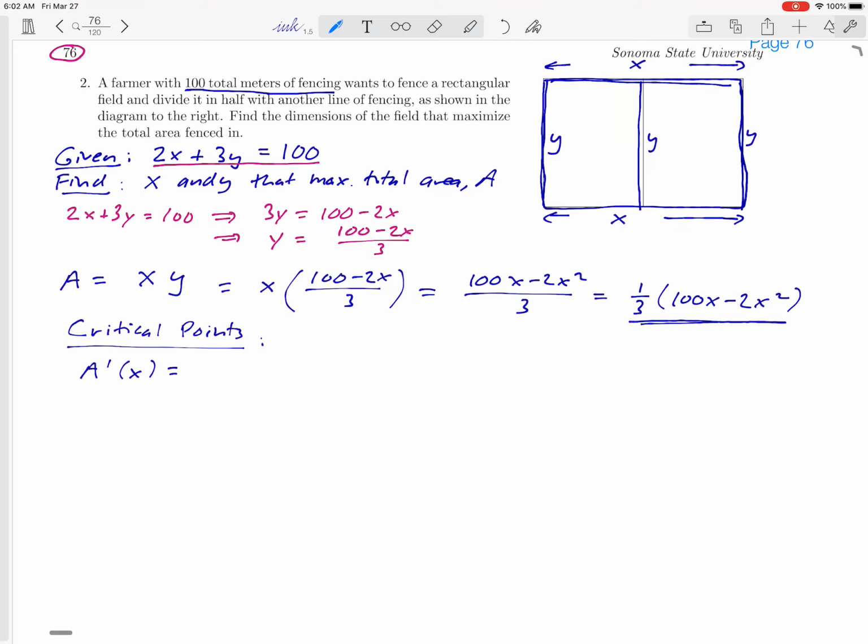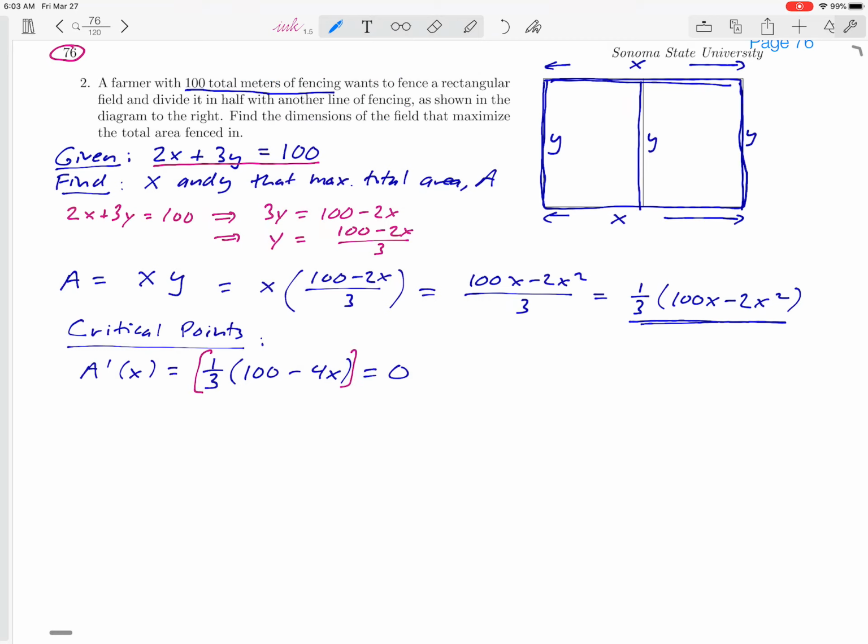We're ready to find our critical points here, so we're going to take the derivative of our function, and I'm going to use this form of the function. So the 1/3 is a constant that's out front. We can just pull it out, and then multiply that 1/3 times the derivative of 100x minus 2x squared. Okay, so derivative of 100x is just 100, and derivative of 2x squared is 4x. Okay, we'll take that and we'll set it equal to 0.